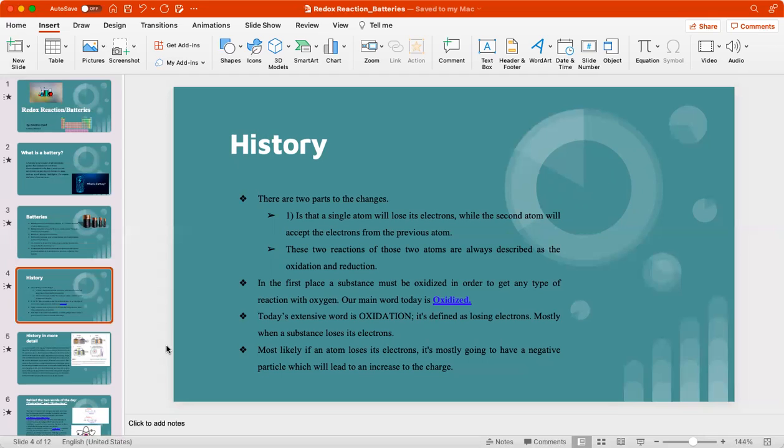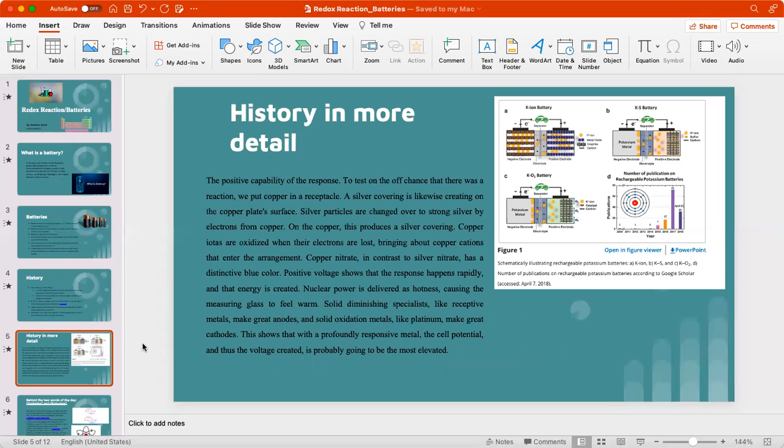Oxidation is defined as losing electrons. Mostly a substance loses electrons. Most likely if an atom loses its electron, it loses a negative particle, which will change its charge.